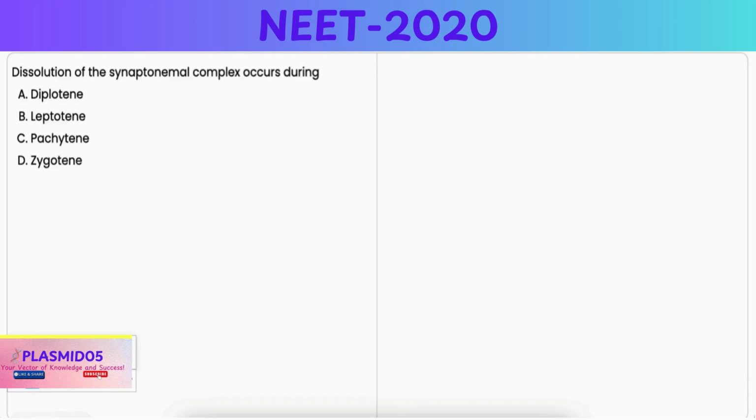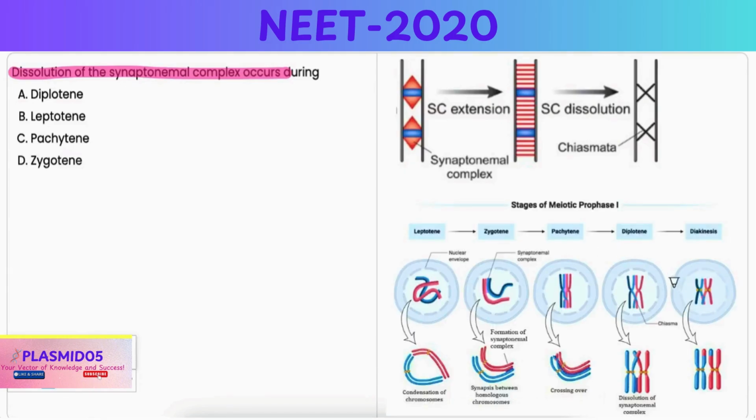In this question, you have to identify at what phase of meiosis dissolution of the synaptonemal complex occurs. Option A, diplotene. The synaptonemal complex begins to dissolve during the diplotene stage of prophase 1 in meiosis. And this allows the homologous chromosomes to start separating, but they remain connected at the chiasmata where crossing over has occurred. Hence, this is the correct option.